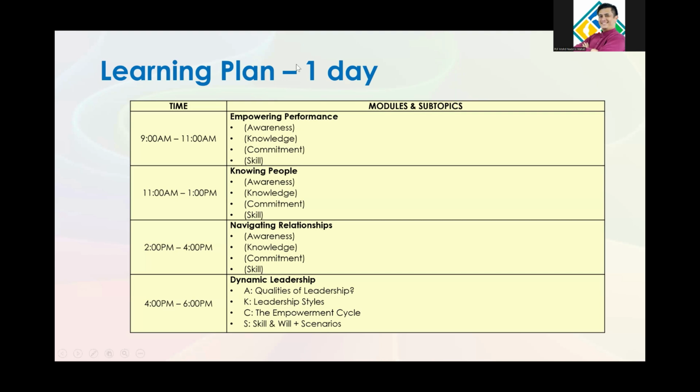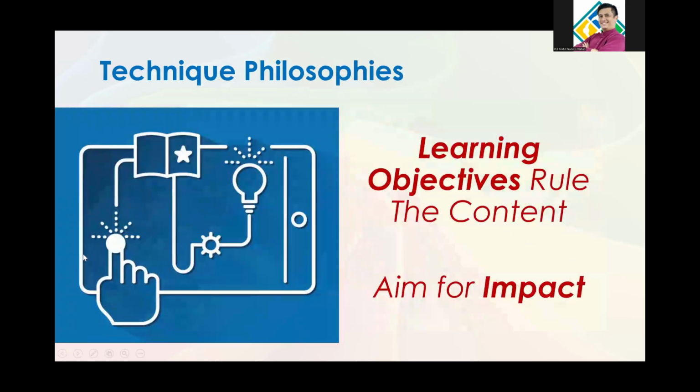Okay. If you have no questions, we shall close up tonight with two technique philosophies. The first one is learning objectives rule the content. You get the learning objectives wrong, everything else goes out the window. If you don't get the objectives right, your learning plan is not going to work. And I think Weil just saw that just now, because the learning plan will decide how many minutes you allocate for each one. That's number one.